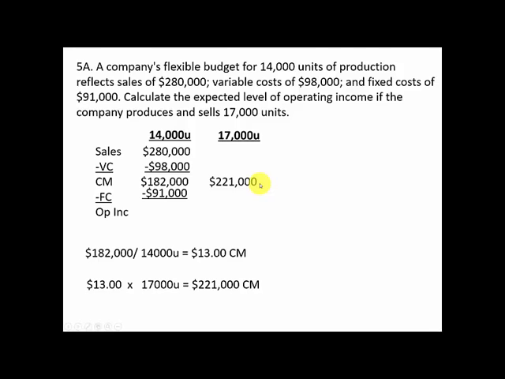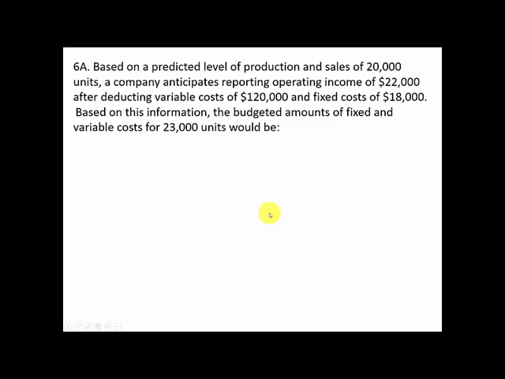And our fixed costs remain the same at $91,000, and it looks like our operating income at the new level of 17,000 units will be $130,000. 6A.